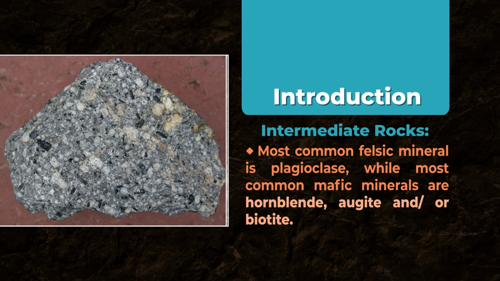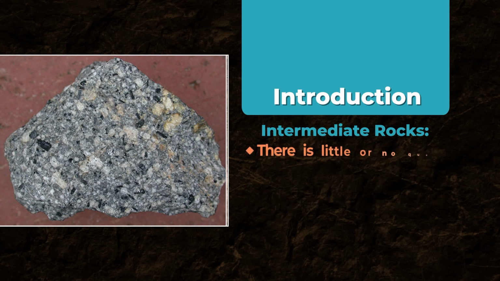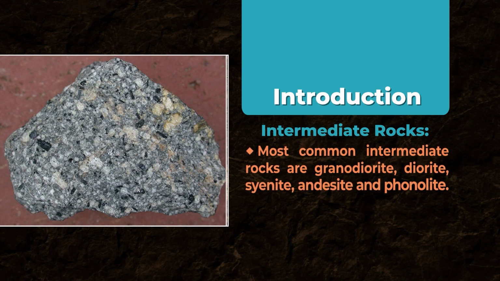Hornblende is an amphibole, augite is a clinopyroxene, and biotite belongs to the mica group of minerals. There is little or no presence of quartz in these rocks, and the most common intermediate rocks are granodiorite, diorite, syenite, andesite, and phonolite. First, we will discuss granodiorite.